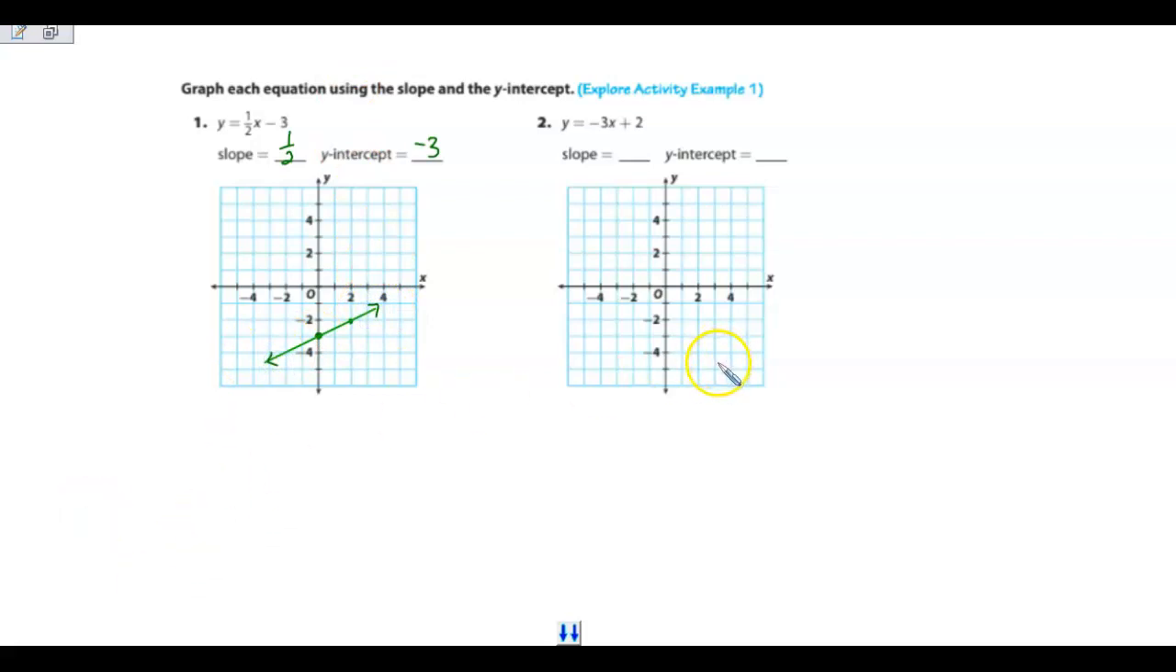Okay, do the same for 2. What is your slope? What is your y-intercept? And what is your line going to look like? Graph these on your notes.